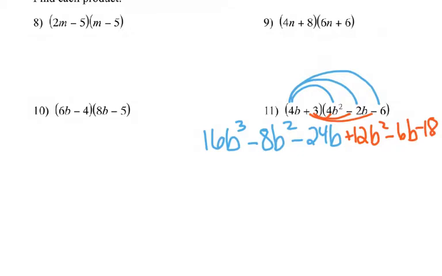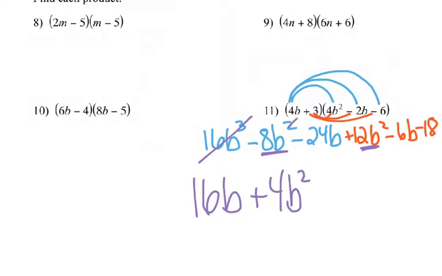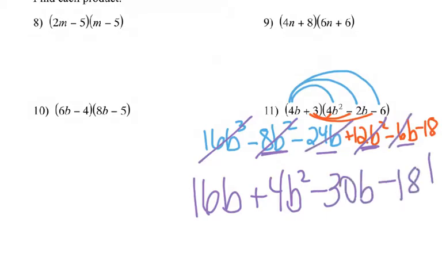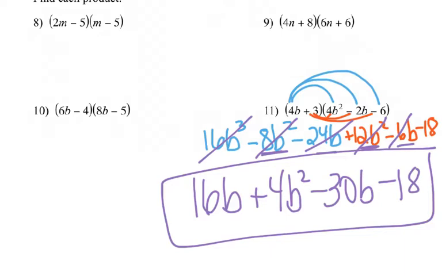16b to the third, there's nothing that's going to go with that. There's no other b to the third. So I'm going to write 16b to the third, and I'm going to cross it out to make sure I've got it. The b squares, I've got negative 8 plus 12, so that's going to be plus 4b squared. And then negative 24b minus 6b, and then minus 18. And so that's my answer.